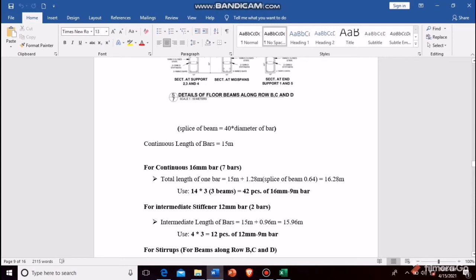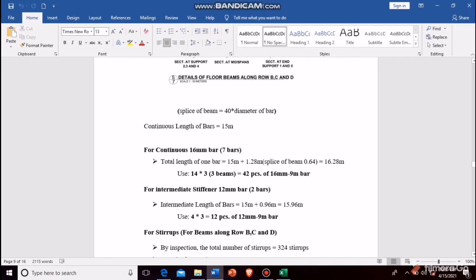Use 14 because 7 bars, and then itong gamiton kay 14 kabuok bars. Kaya itong gamiton kay 9 meter nga bar man. 14 times 3, and that is 42 pieces of 16 millimeter 9 meter bar.